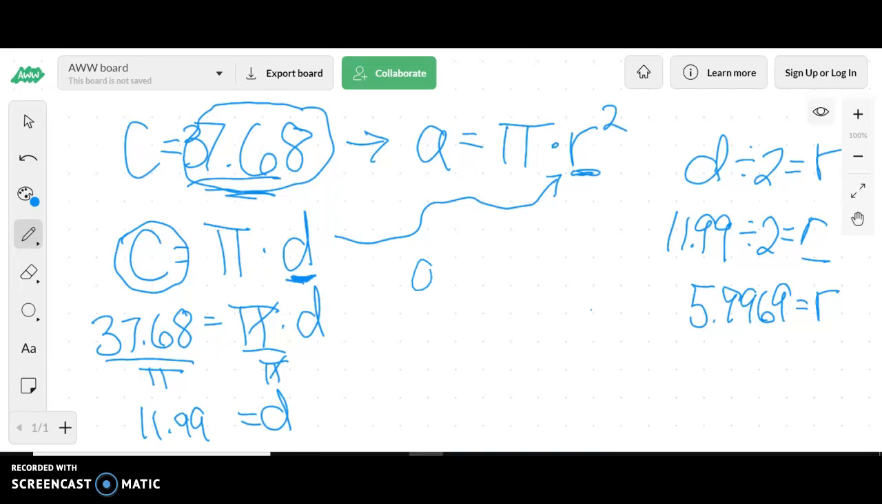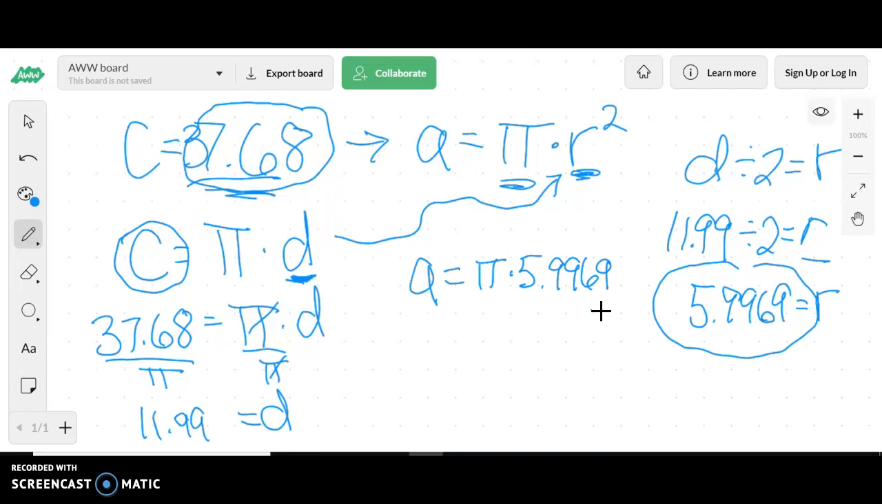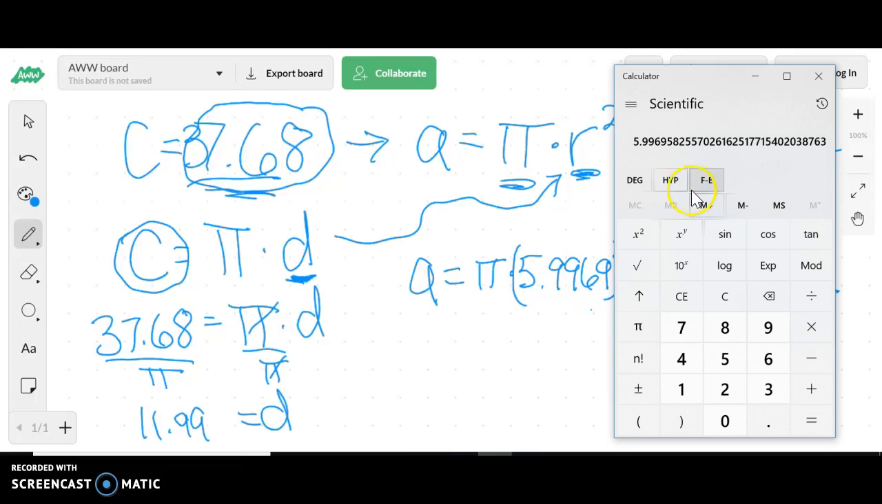So area equals pi times the radius squared, and I know my radius now. It's 5.9969. So 5.9969 squared times pi. Let's pull up the calculator and let's do this, okay? It's kind of cool because we're just doing a lot of this in the calculator, right? So if I do 5.9969, I go over here and hit this button.